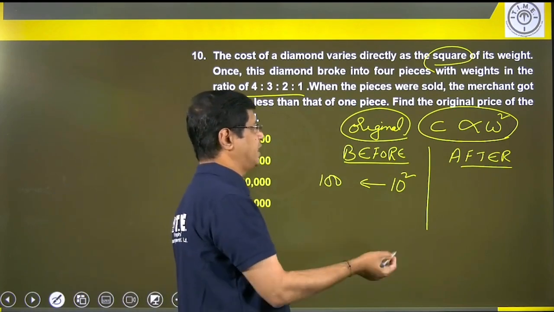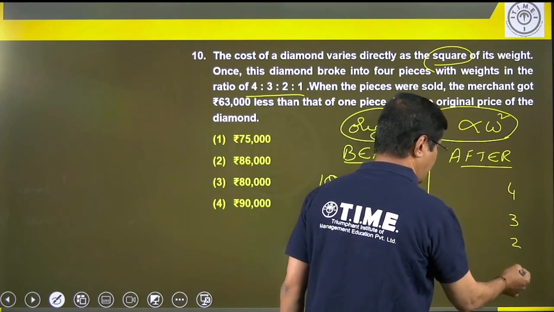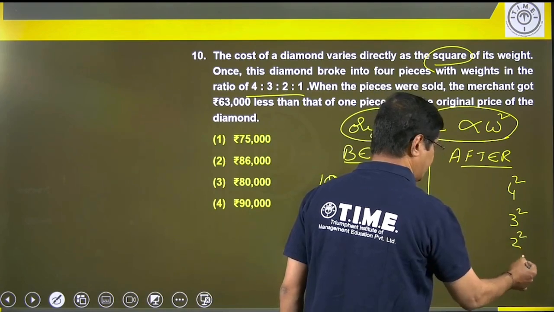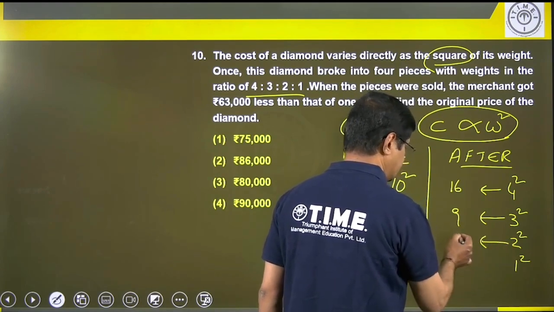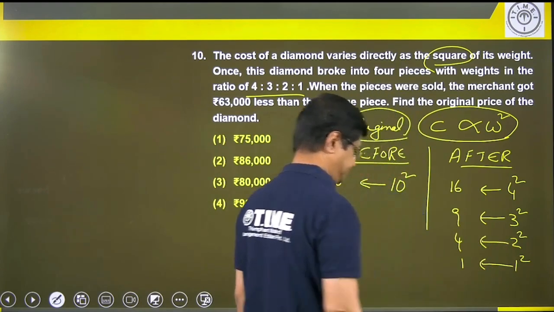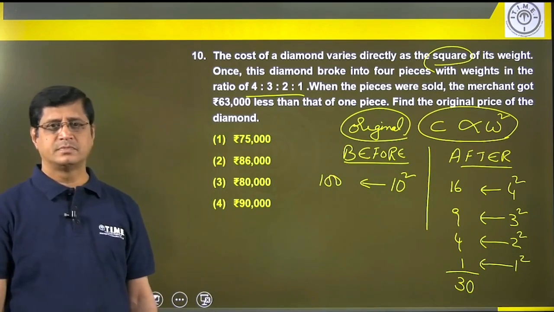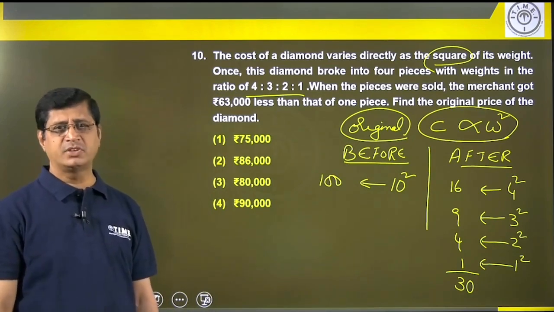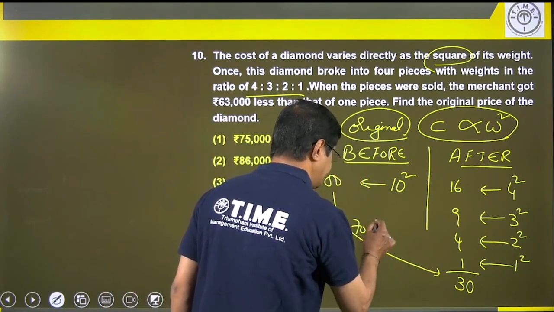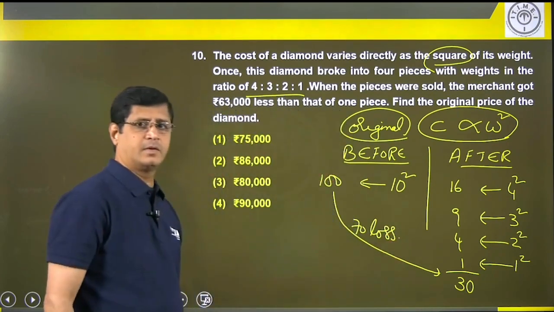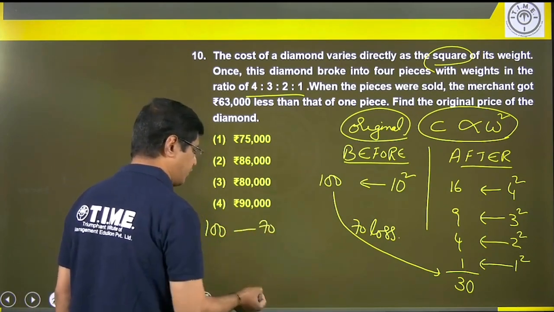Now what about after breakage? Here 4 parts we got. So the parts are 4, 3, 2, 1. So square of its weight means 4 square, that is 16. And 3 square 9, 2 square that is 4, 1 square that is 1. Adding all these we get 30. Before breakage it was 100, after breakage 30. So what is the loss due to breakage? The loss due to breakage is 70. When you are assuming the original value as 100, loss is equal to 70.